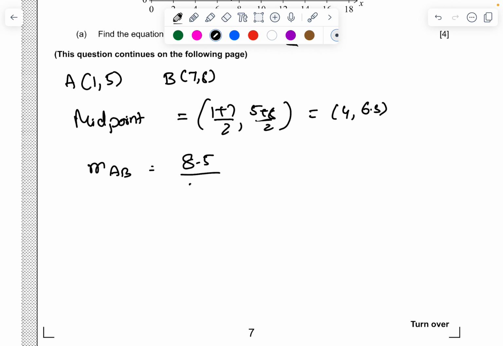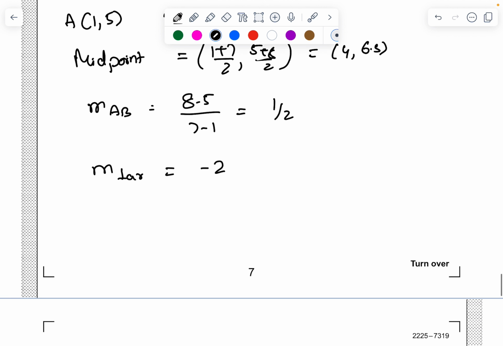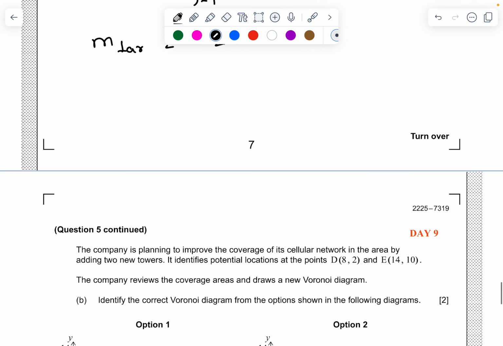Then I'll find the gradient of AB. y2 minus y1 by x2 minus x1, which is 1 upon 2. So the perpendicular gradient will be equal to minus 2. Then the equation is y minus 6.5 equals negative 2 times x minus 4. So y equals negative 2x plus 14.5.